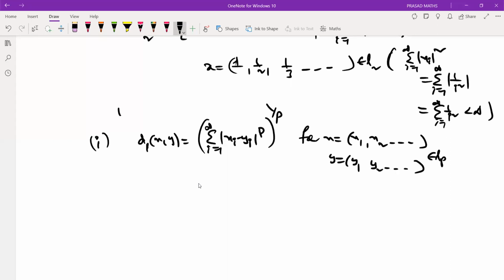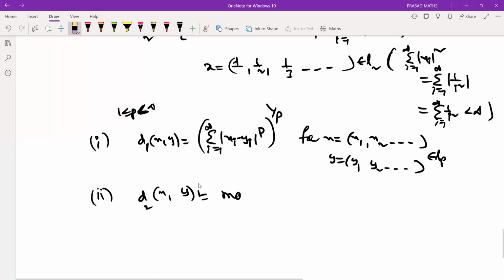LP where 1 less than or equals to p less than infinity. So this is a metric on LP. D2 is nothing but d2 of x comma y is equals to the maximum, not maximum, supremum, because there are infinitely many terms, we don't have a maximum. Supremum of mod of xi minus yi, where i belongs to N.